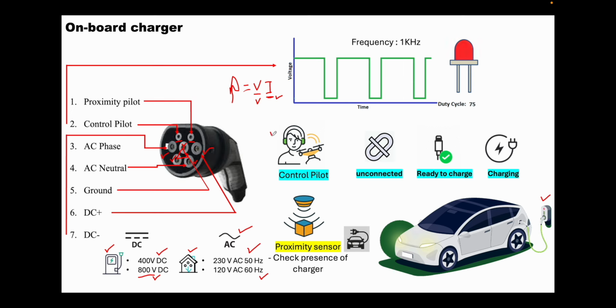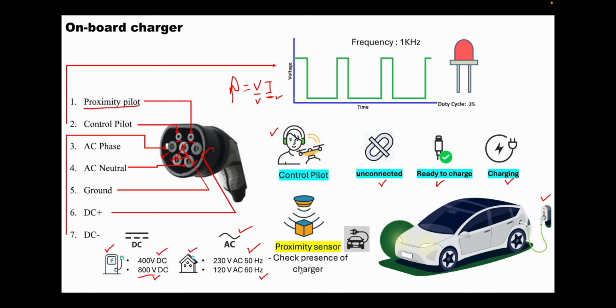If you see the control pilot, it has 3 major functionalities. It will check whether the vehicle is connected to the charger or not, and next whether it is ready to get charged or not. Like once you connect the charger plug, should we start the charging or should we not start the charging? That is decided with the help of this control pilot. And the next stage is the charging process. Once it is all confirmed, it will also give a signal whether the charging is in progress or not. There is one more sensor we also discussed, right? The proximity pilot.